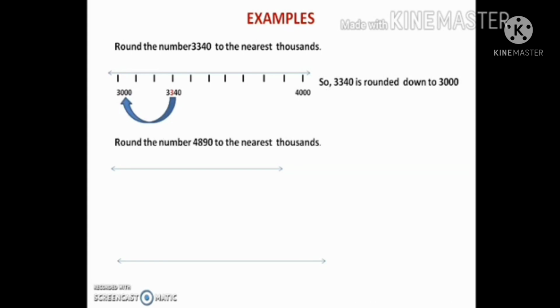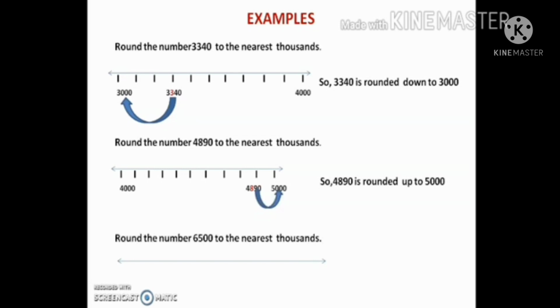Now, let us see another example. Round the number 4,890 to the nearest thousand. The digit in the hundreds place is 8 and it is more than 5. So, it is rounded up. So, the number is rounded up to 5,000.